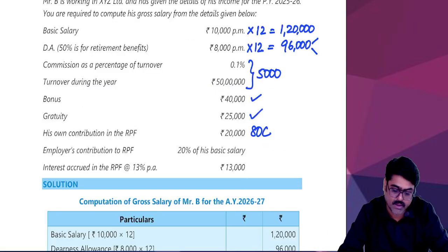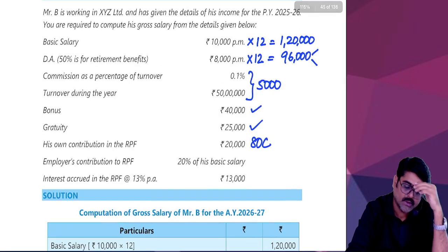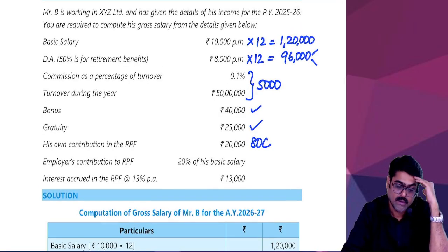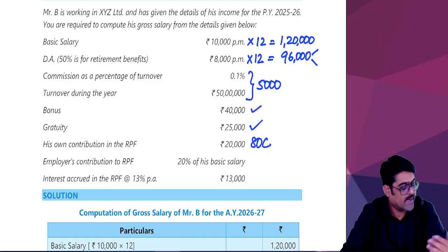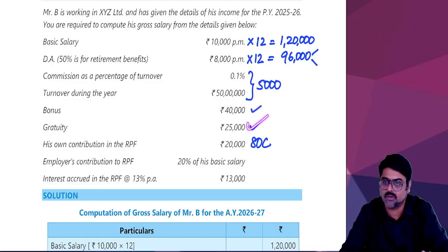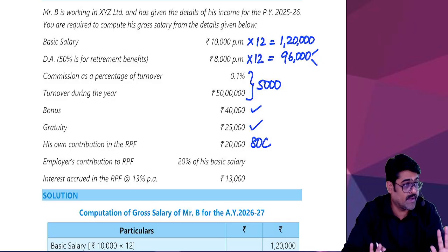Now on your calculator, guys, take your calculator first. Salary head. First 1,20,000 will be taxable. Then 96 will be taxable. Add 96, then 5,000 will be taxable. Add 5,000, then bonus 40,000 will be taxable. Add 40,000, then gratuity 25,000 will be taxable. Add 25,000. Wait, don't add this. No effect to be given under salary.